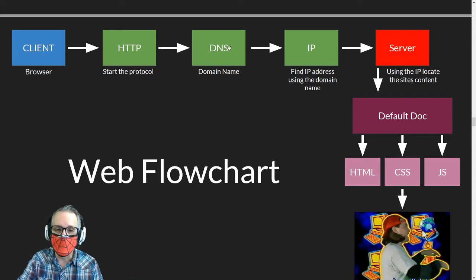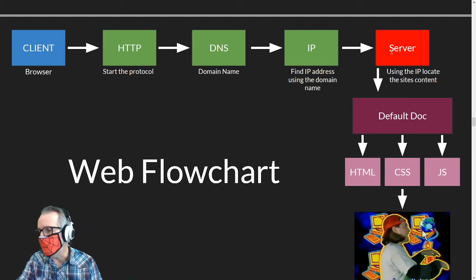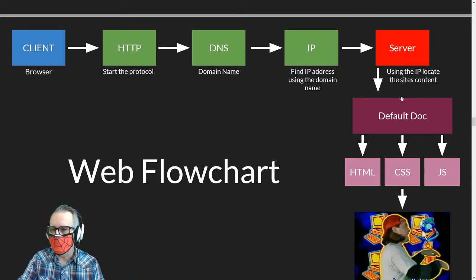And from there, the DNS, the domain name server says, here's the domain name they typed in. And from here it goes, what's the IP address for that domain name? From there, go over here to the server, and the server says, this person wants to watch this new video on YouTube or whatever it is. And from there, it says, where can I find it? And it finds our default document.